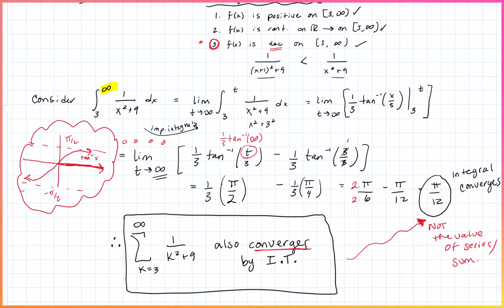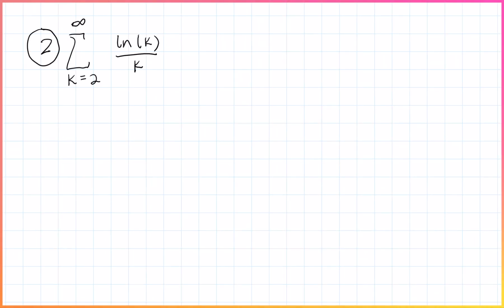Okay, let's take a look at another one. The series from k equals 2 to infinity of the natural log of k over k. Same instructions. Let's use the integral test to determine if this is converging or diverging.